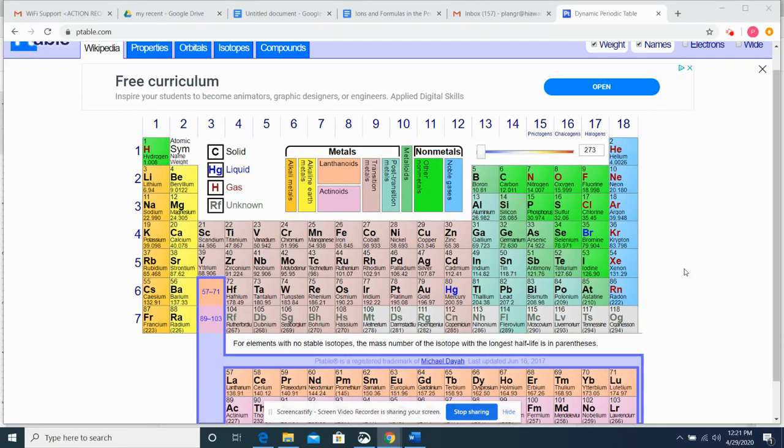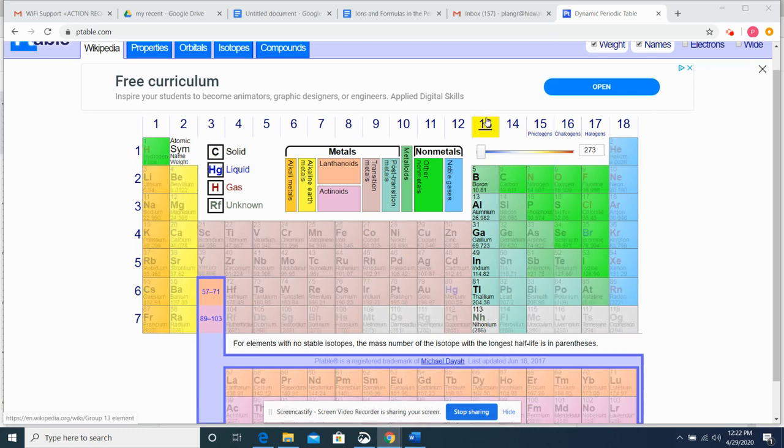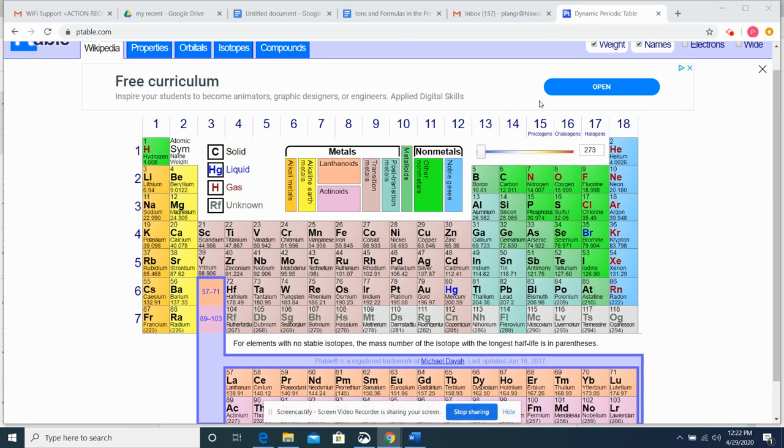In the last video, you looked at the periodic chart and you saw that group 1, those elements have a charge of +1. Group 2, those have a charge of +2. Group 13 have a charge of +3. 14, +4. Then 15 have a charge of -3. 16 have a charge of -2. 17 have a charge of -1, and 18 has a charge of 0.